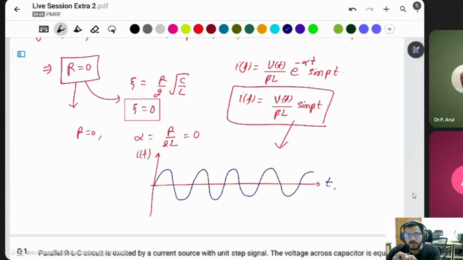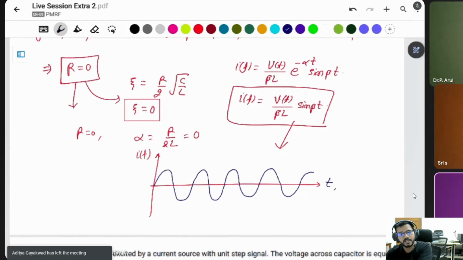But this is possible only if the resistance is not there. If a resistance is there, that resistance is the damping factor, and that damping factor damps the current to zero. But if the resistance is not there, then the current will be sinusoidal.